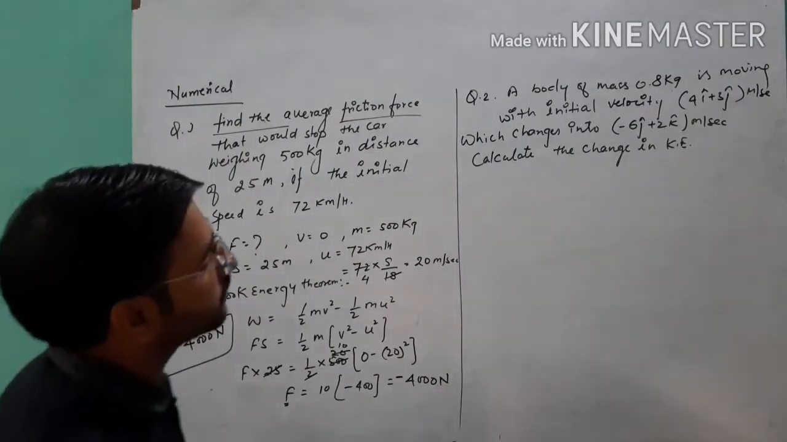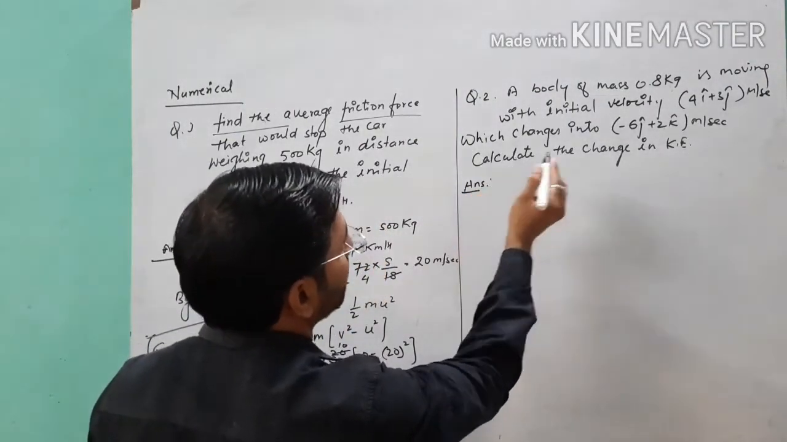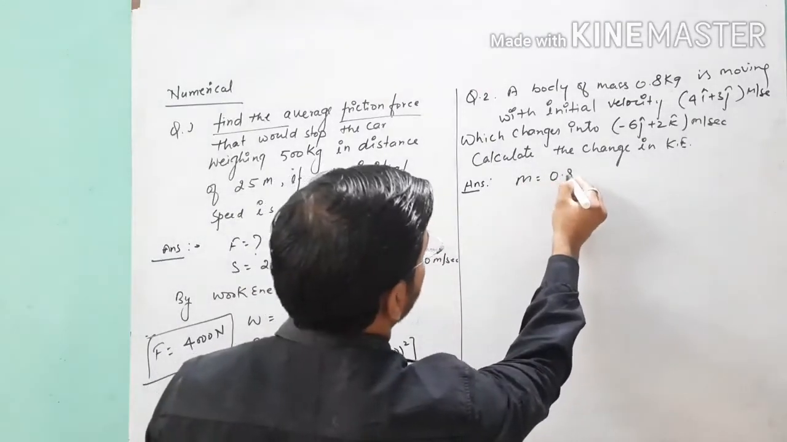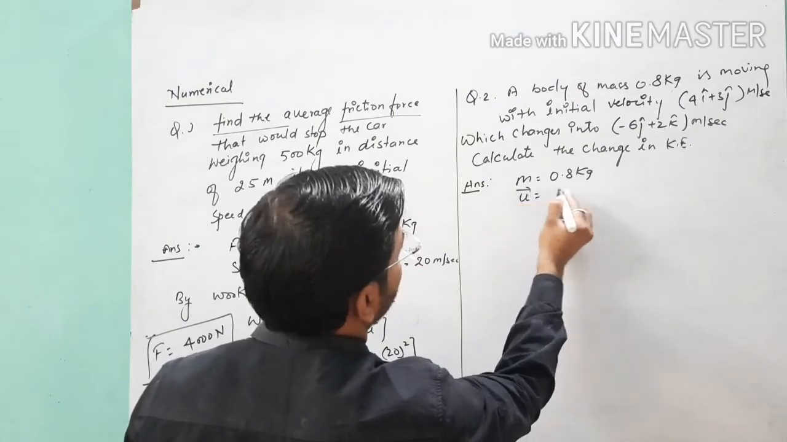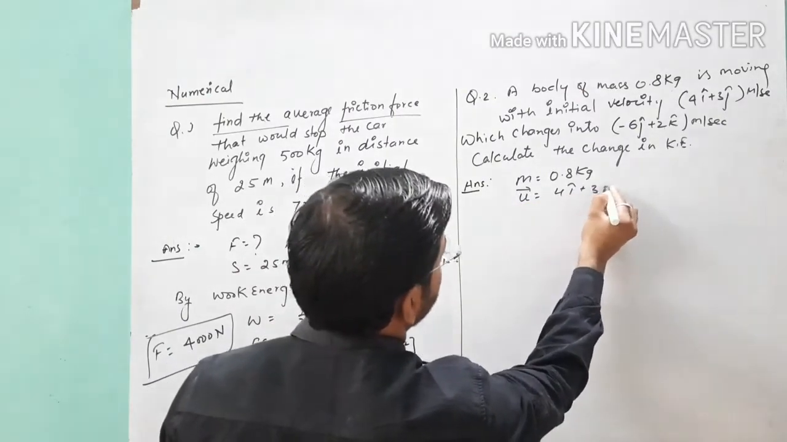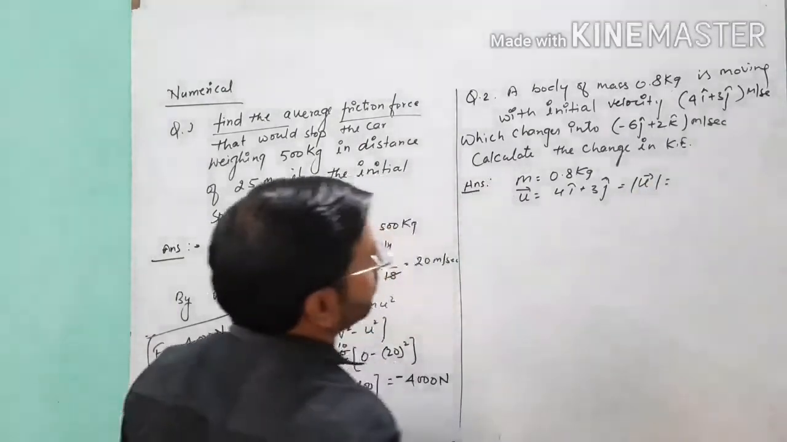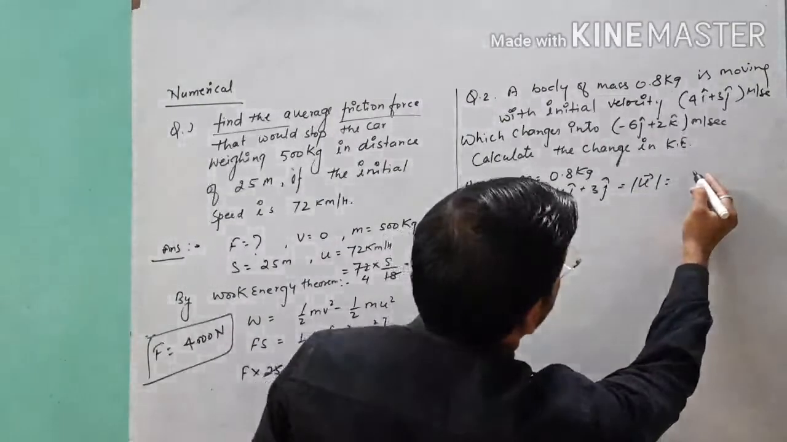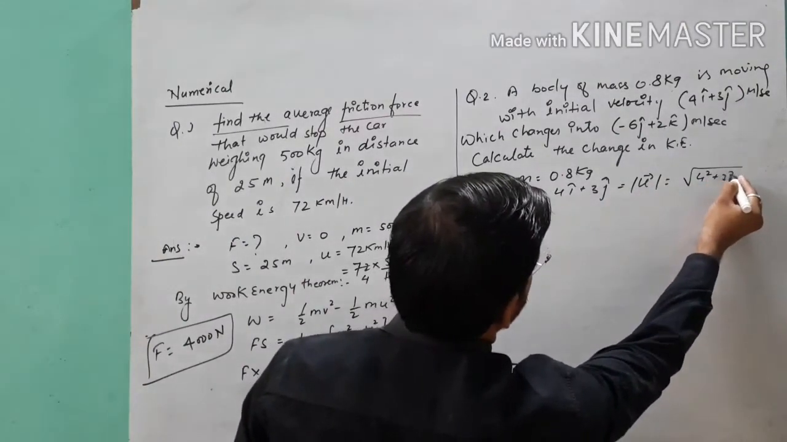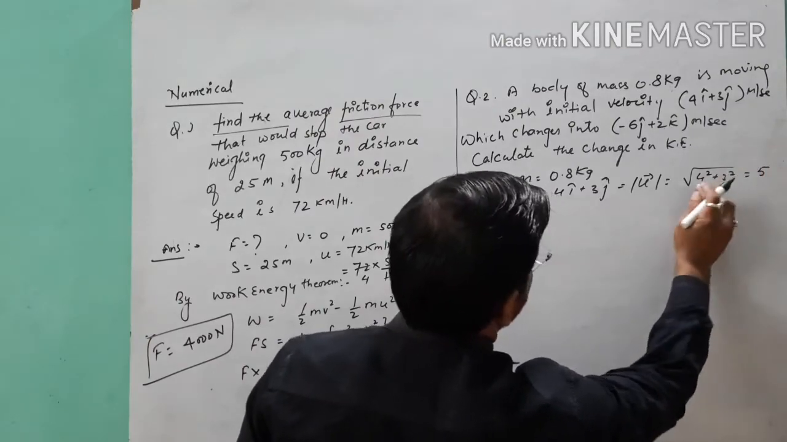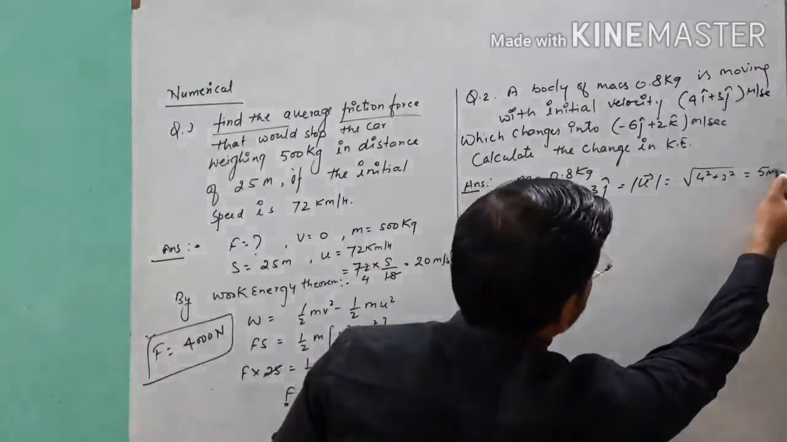Now see, in the second question we have in front of you a body of mass 0.8 kg, and with initial velocity u given in vector form which is 4i cap plus 3j cap. We will solve this in magnitude, because we use the magnitude value in the work energy theorem, so it is equal to square root of 4 square plus 3 square, which is square root of 25, that is 5 meter per second.